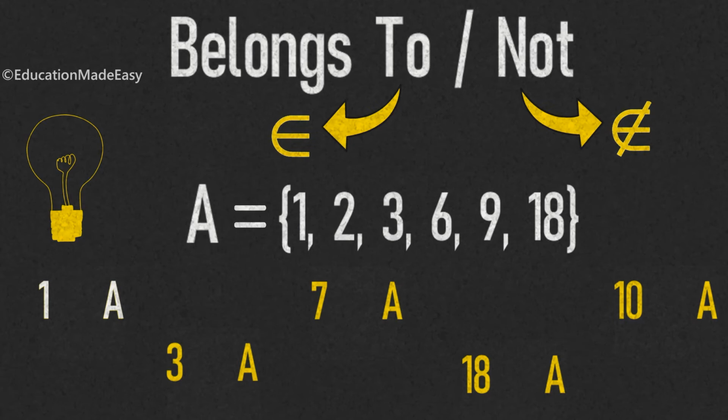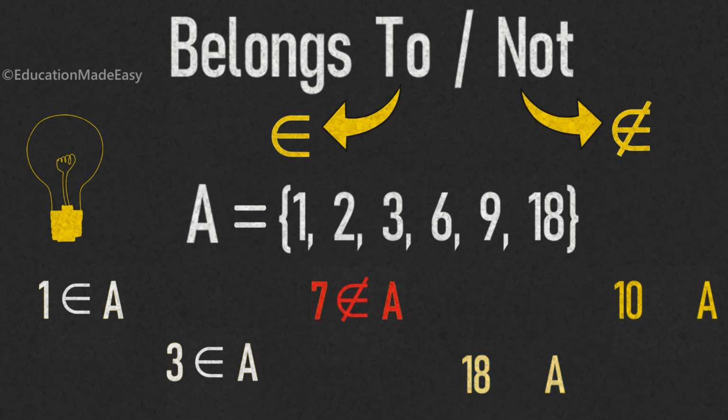Therefore, here we can put the symbol belongs to. Next, 3 is present inside the set A. Therefore, here also we can put the symbol belongs to. Next is 7, which is not present in the set A. Thus, here we can put the symbol not belongs to.